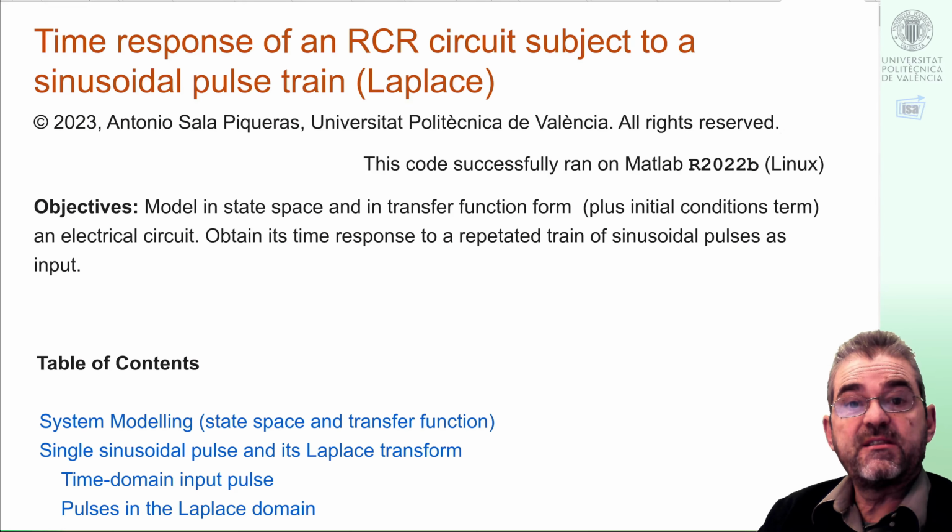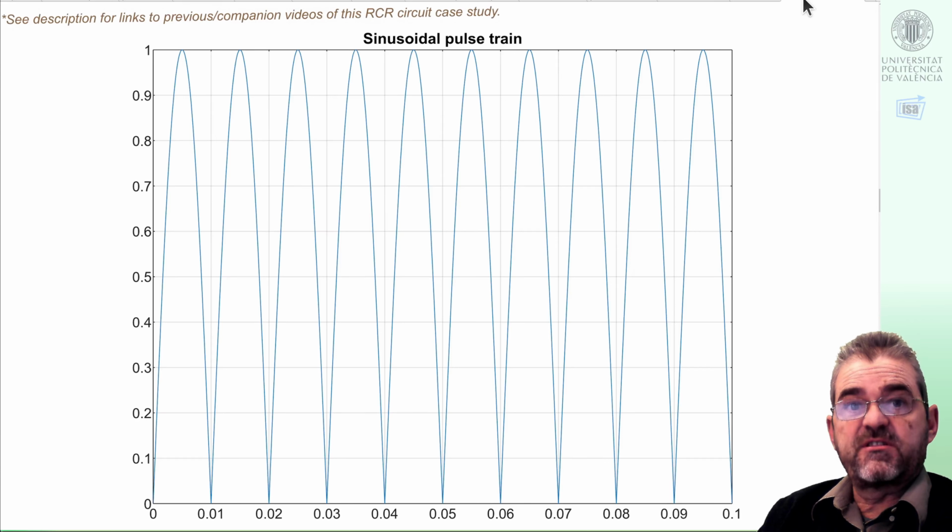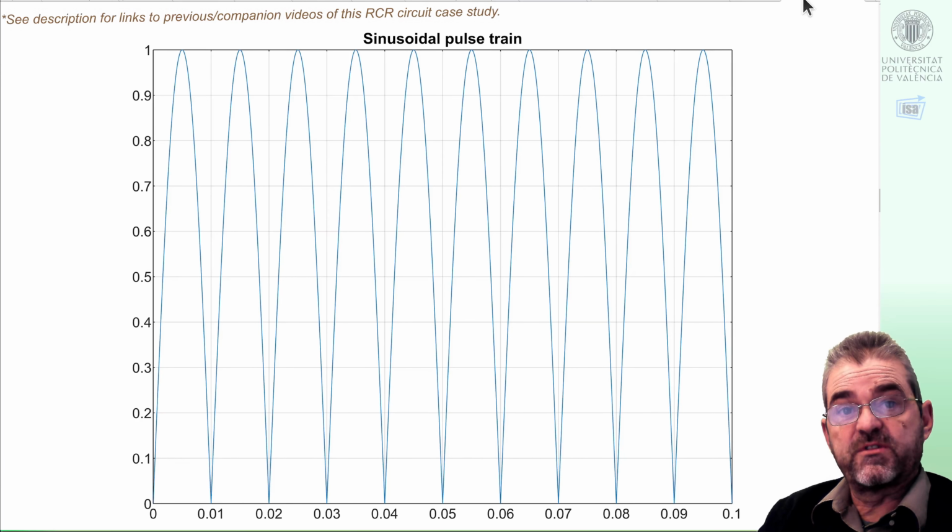I'm Antonio Sala, and in this video we are going to obtain the time response of an electrical circuit when subject to a train of sinusoidal pulses, like the one we are seeing here. In previous companion videos, we modeled the circuit and we obtained the time response to a single pulse, so you are advised to watch them previously in order to better understand this one.